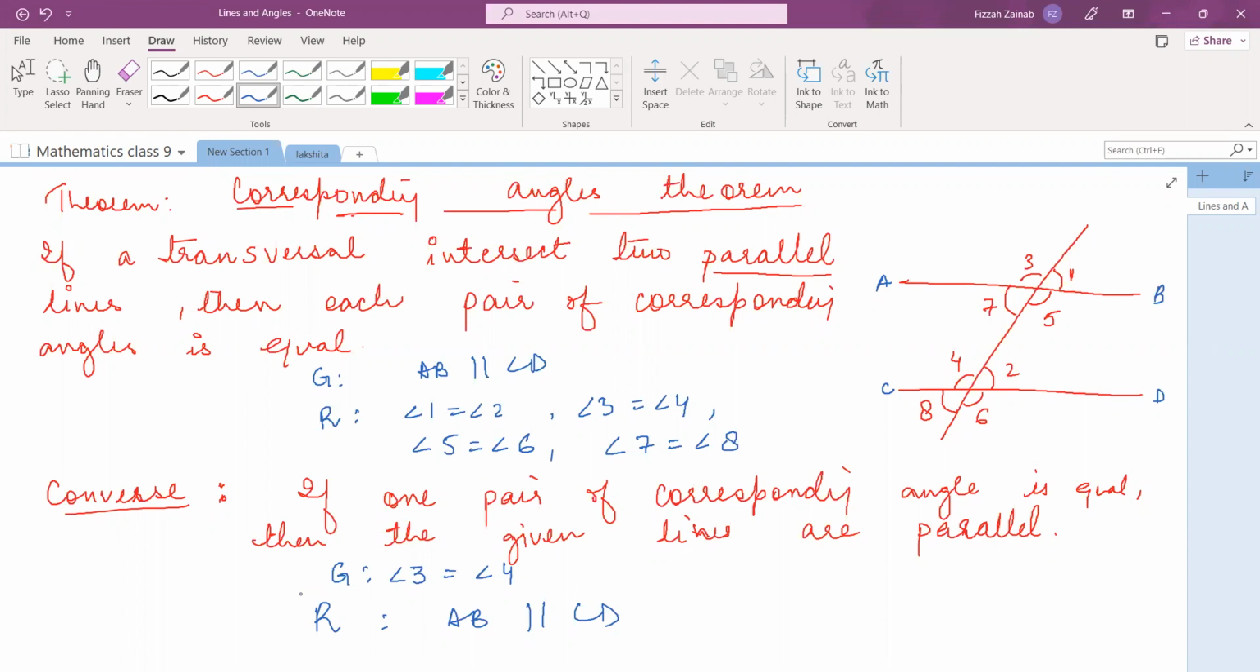Okay, then one last theorem is there. So one theorem is about linear pair, one is about vertically opposite angles, right? Then we have one about corresponding angles, one about alternate interior angles. Okay, there's one more.